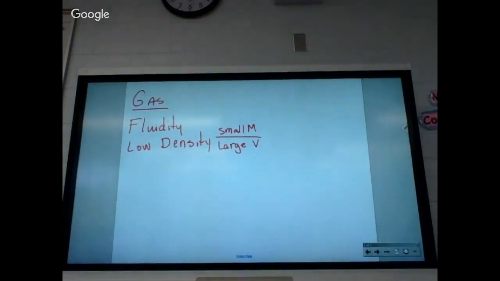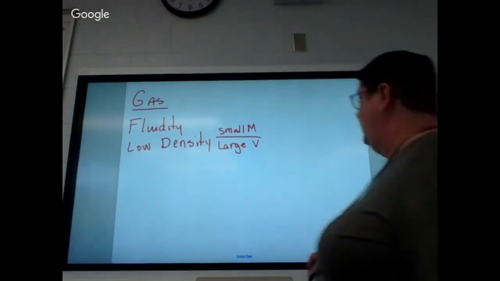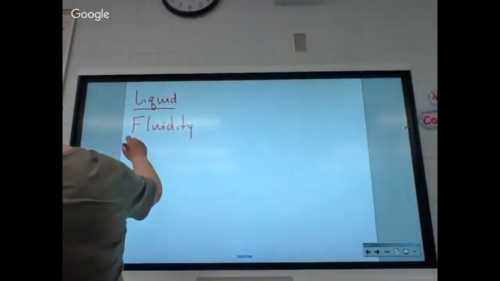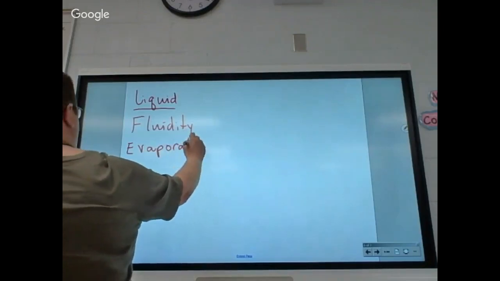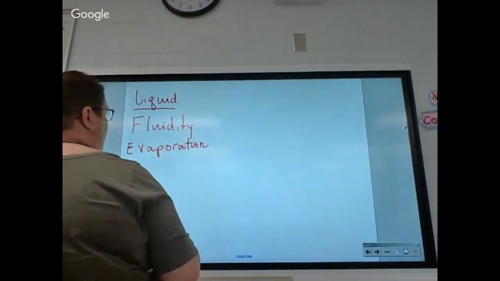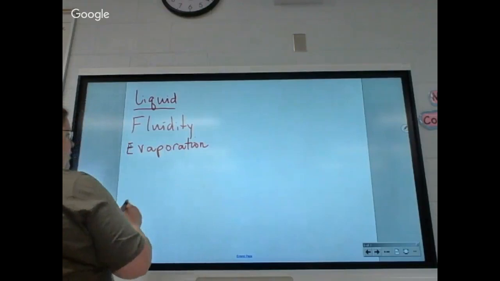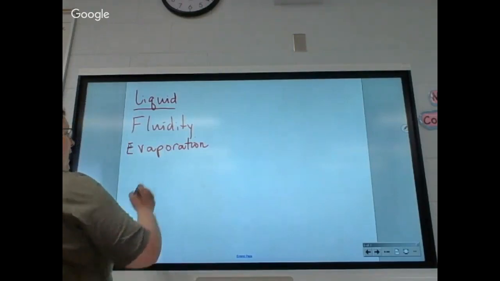All right. The next one, evaporation. Who can evaporate? Liquids only. Liquids evaporate. We're going to talk about this when we do state changes. Evaporation is a state change. It changes from a liquid to a gas.